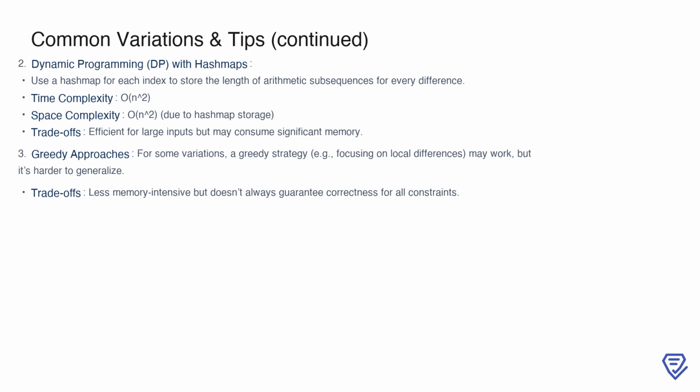Alternatively, greedy approaches may work for certain variations of the problem. These methods focus on local differences to build subsequences incrementally. However, greedy strategies often lack generality, meaning they may fail to handle edge cases or specific constraints. While they are less memory intensive, you need to carefully evaluate whether they provide correct results for all inputs. Choosing the right approach depends on the problem's requirements and the constraints provided.